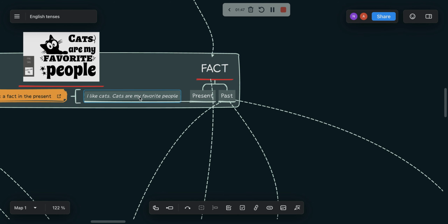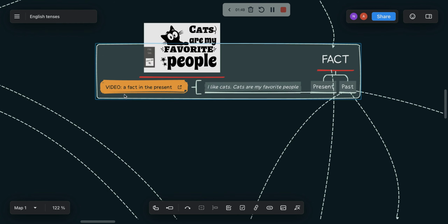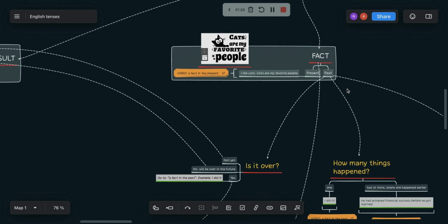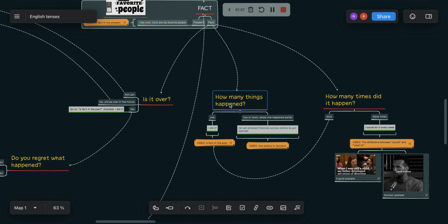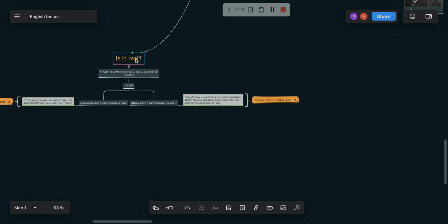The fact in the present is super straightforward. Here is a video that explains it. But if it's a fact in the past, we need to ask three additional questions. Is it over? How many things happened and how many times did it happen? If it's a fact, you might also want to ask the question, is it real?